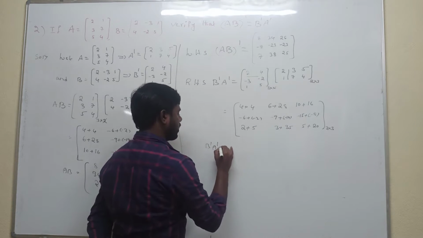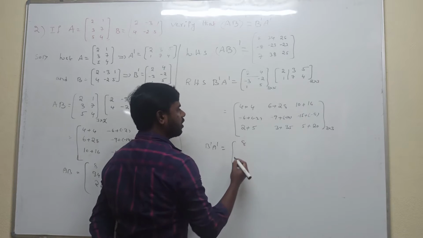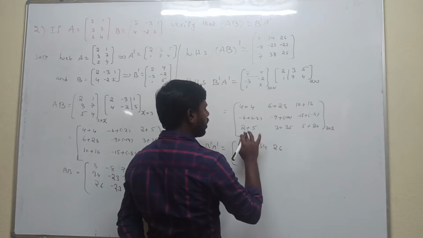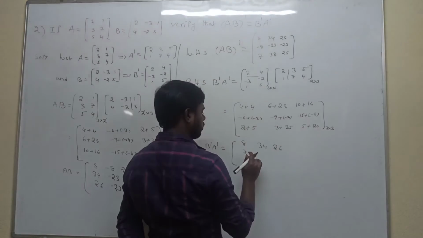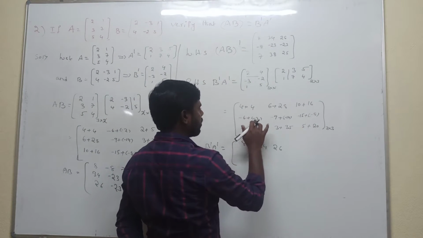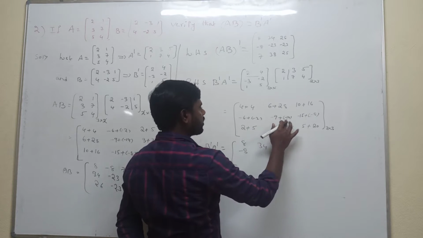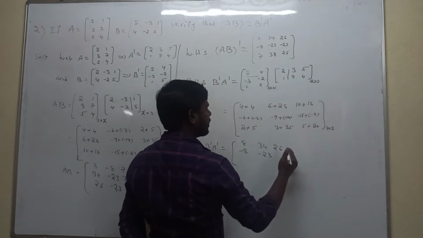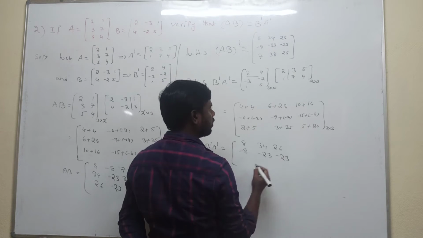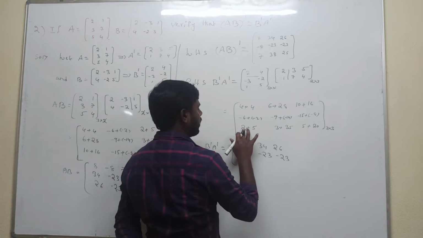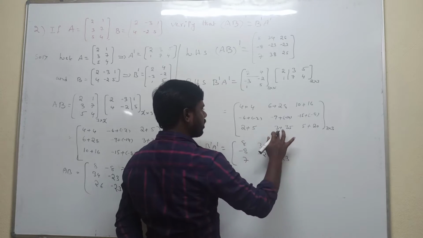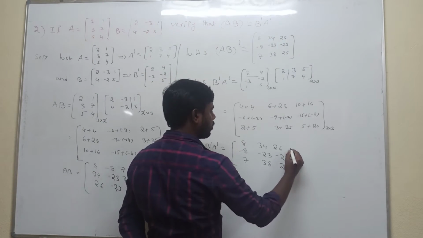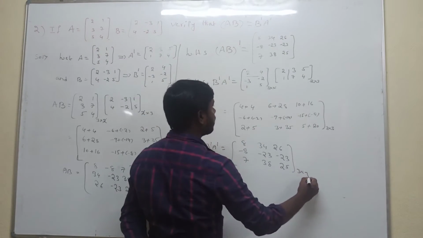B transpose A transpose is equal to: 4 plus 4 value is 8, 6 plus 20 value is 34, 10 plus 16 value is 26, 2 plus 5 value is 7, not 7, this is minus 6 minus 2 value is minus 8, minus 9 minus 14 value is minus 23, minus 5 minus 8 value is minus 23. Next one is 2 plus 5 value is 7, 3 plus 35 value is 38, 5 plus 20 is 25. This is a 3 by 3 matrix.